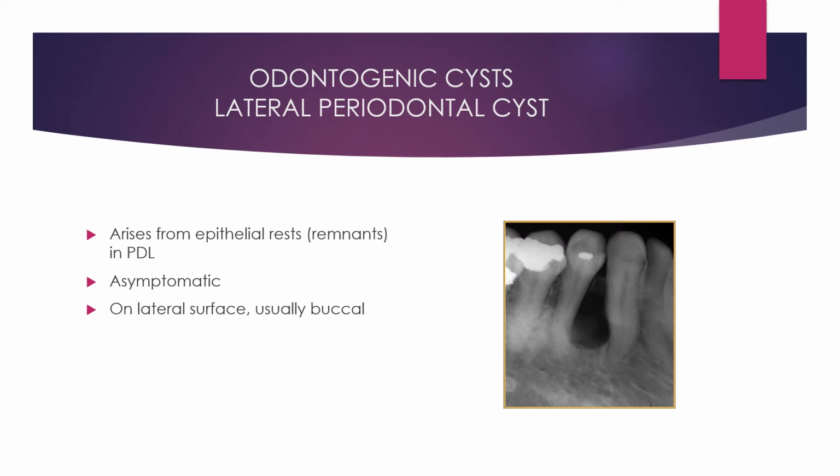The lateral periodontal cyst arises from epithelial rests or remnants in the PDL. It is asymptomatic and usually appears on the buccal surface, on the lateral surface or the buccal side of the jaw.